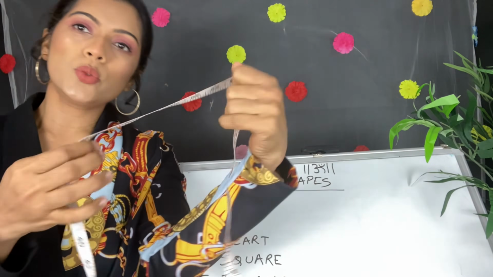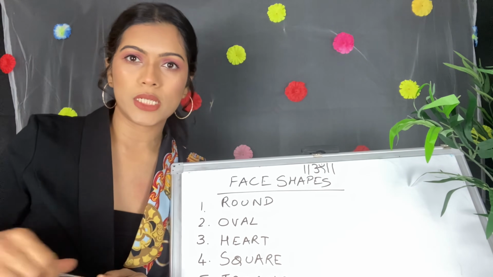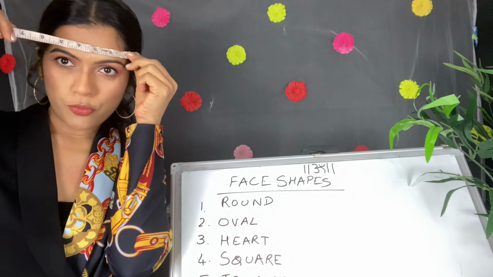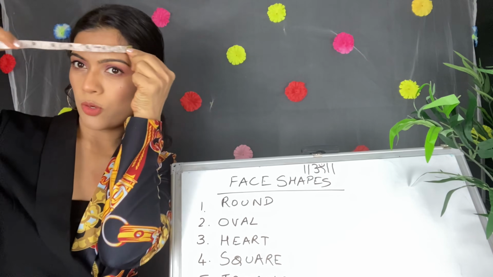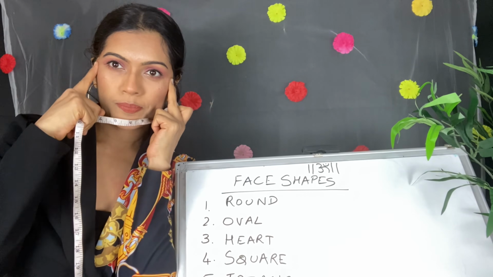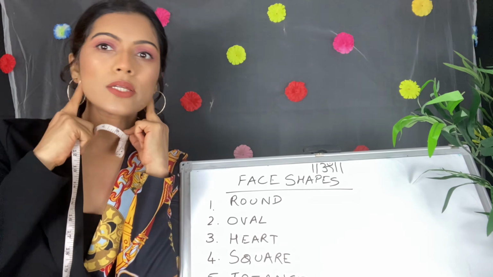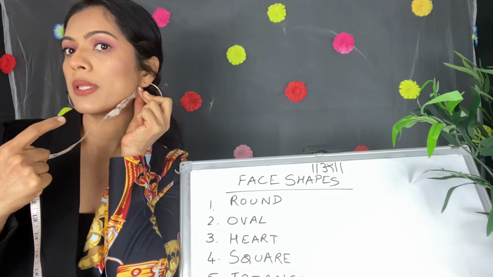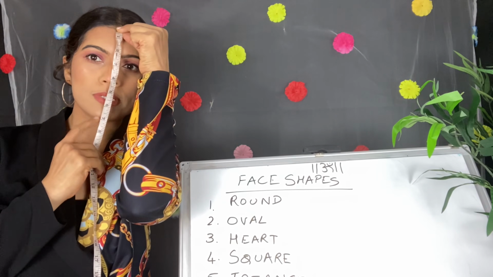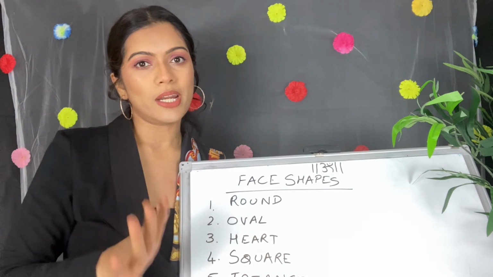The second way is to use a measuring tape. Now you need 3 measurements to identify your face shape. The first measurement is your forehead, like this, from here to here. Second is your cheekbone, from here to here. Third is your jawline, from this ear to this ear. And fourth is the height of your face. So these are the 3 to 4 measurements which you need to identify your face shape.